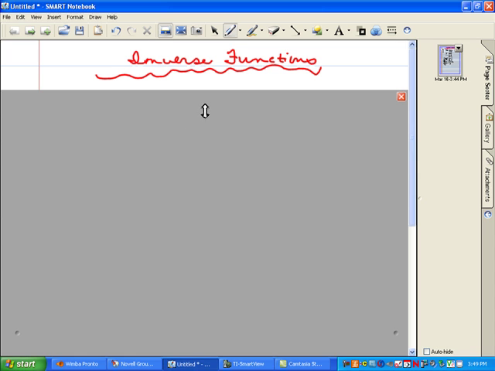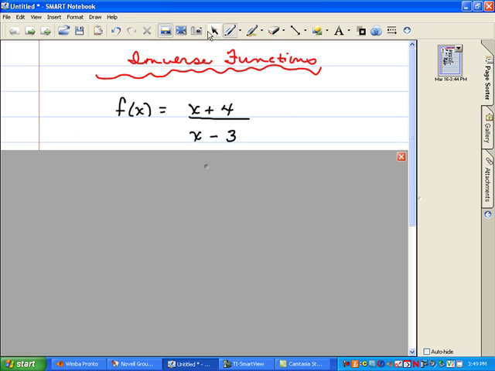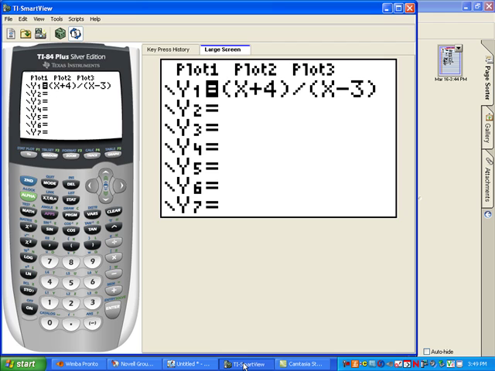As you can see, let's take a look at our problem. Our problem is a rational function. When we have a rational function and we put it in our calculator, we want to make sure that each part of the fraction has parentheses around it. So I've put this function in the calculator, x plus 4 divided by x minus 3, and I'm going to hit graph.